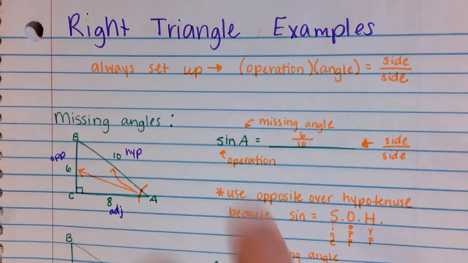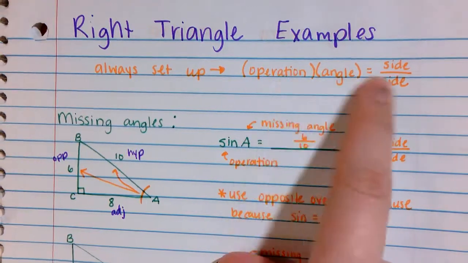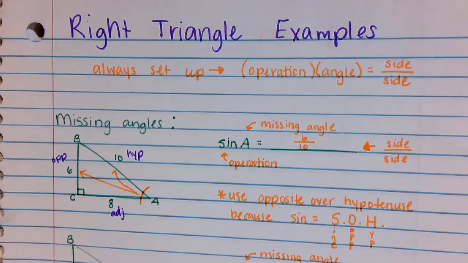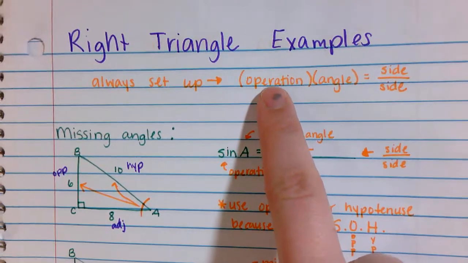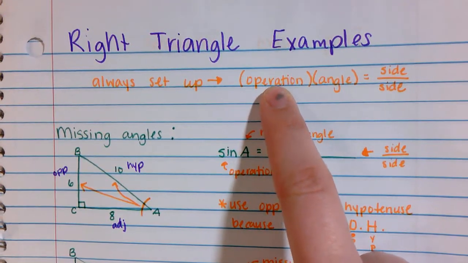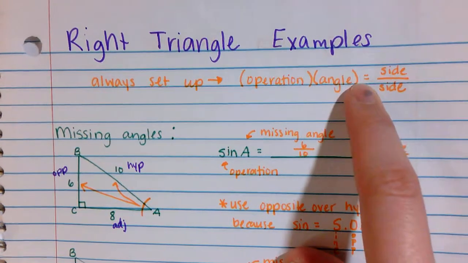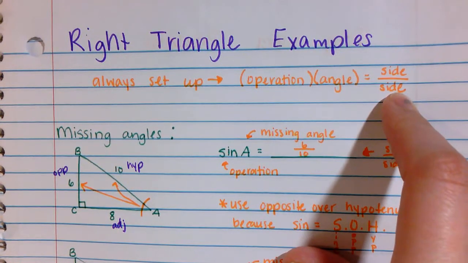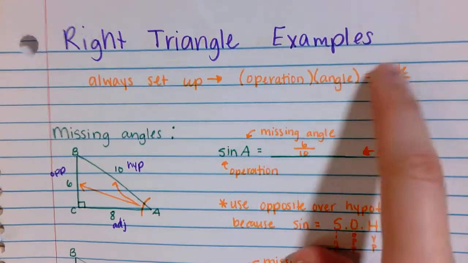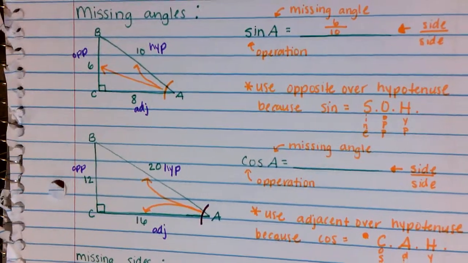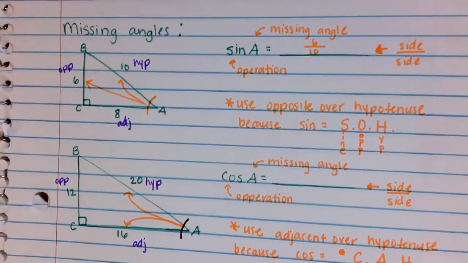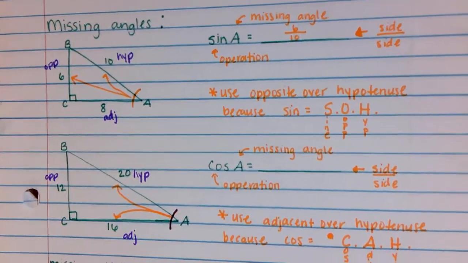I wrote up at the top of today's notes exactly what I have said multiple times in this video. You will always have, whatever your operation, your function is, sine, cosine, or tangent, the angle, and set it equal to both sides. Every time it will look that way. Now, one of these three will be missing, as I've also said. So we look at the first three examples were missing angles. Again, I'm just going to go over two.